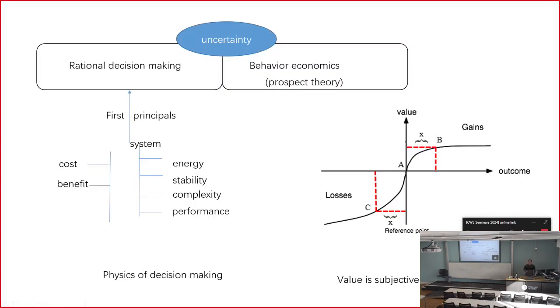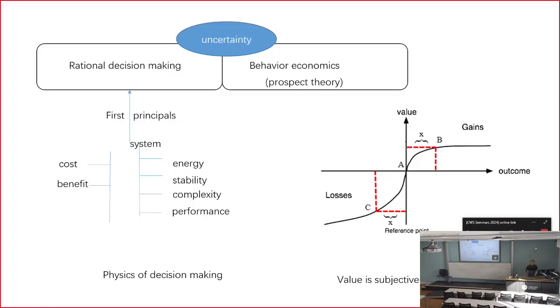I did a literature search. I didn't find any paper, at least in the water-related or environmental management area, that summarizes some general rules. So this is just what I'm thinking. From the system point of view, we think about the energy of the system, the stability, complexity, and performance. From the decision point of view, the cost and benefit, or cost effectiveness. I think this is the fundamental thinking of this.